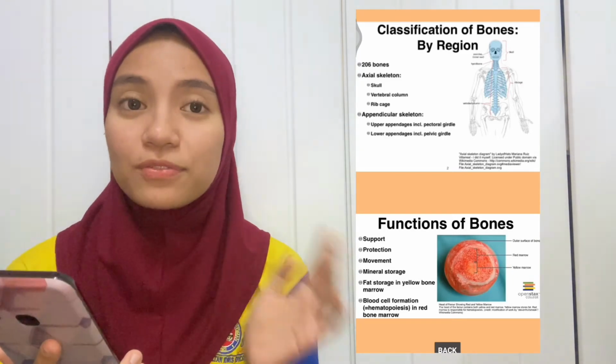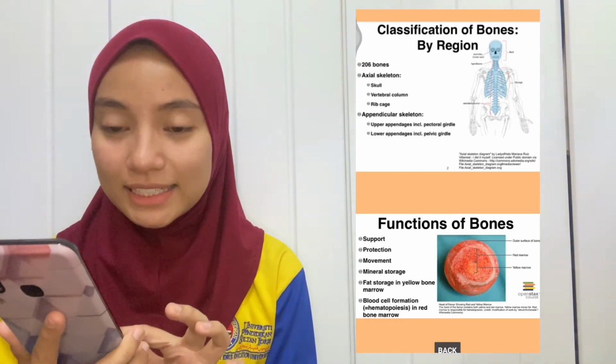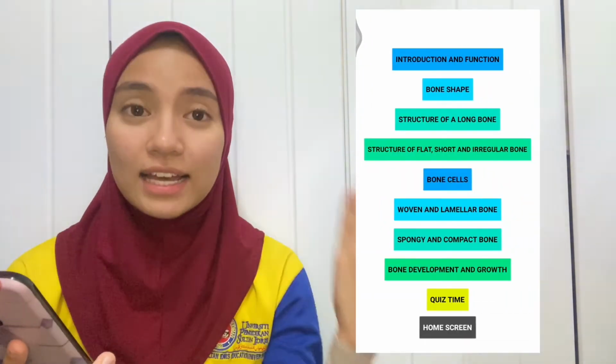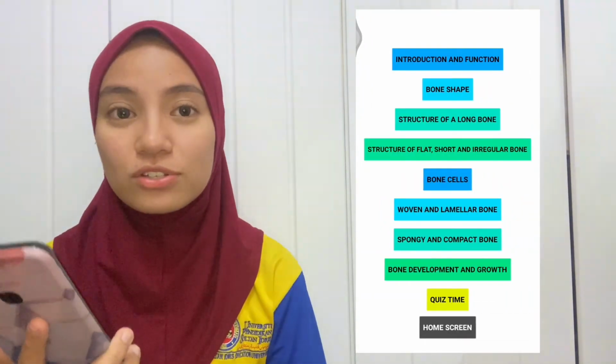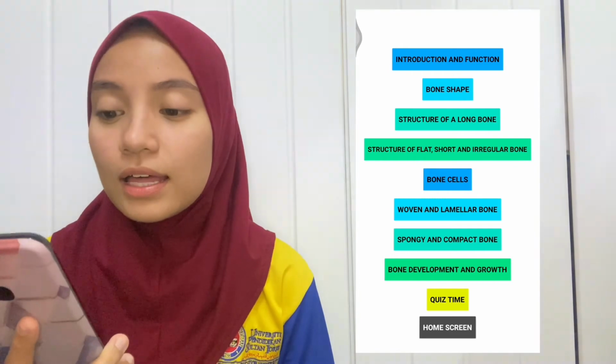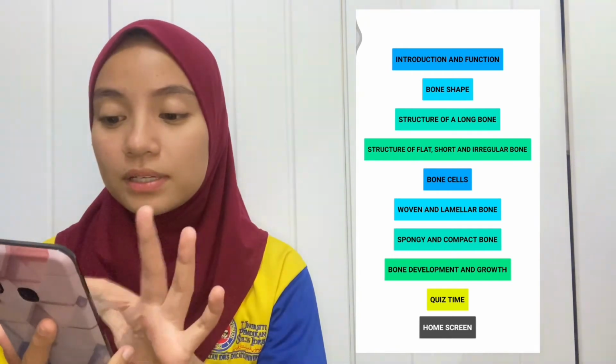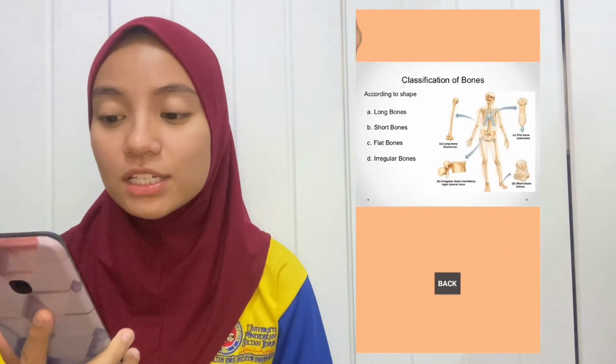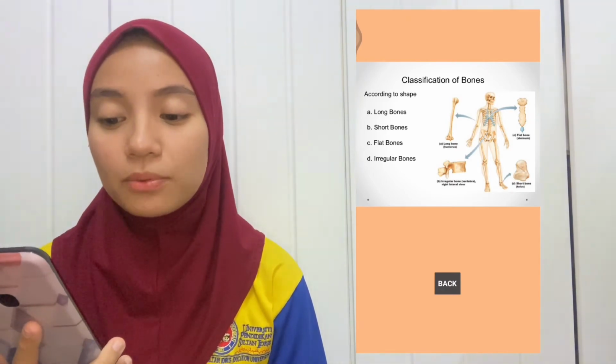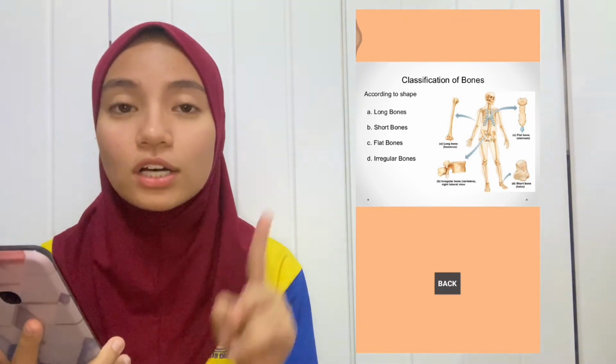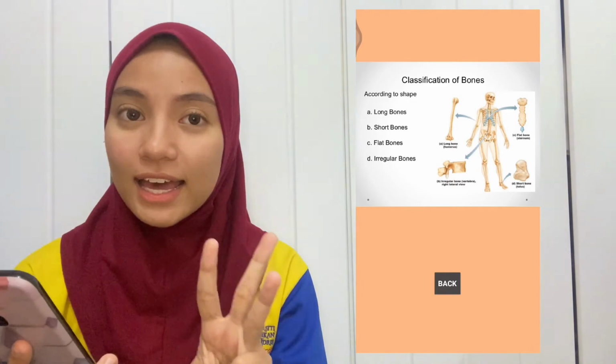So we have to press the back button to see the other content of bone anatomy and physiology. The next is bone shape. Classification of bone according to shape, we have 4, which are long, short, flat, and irregular.